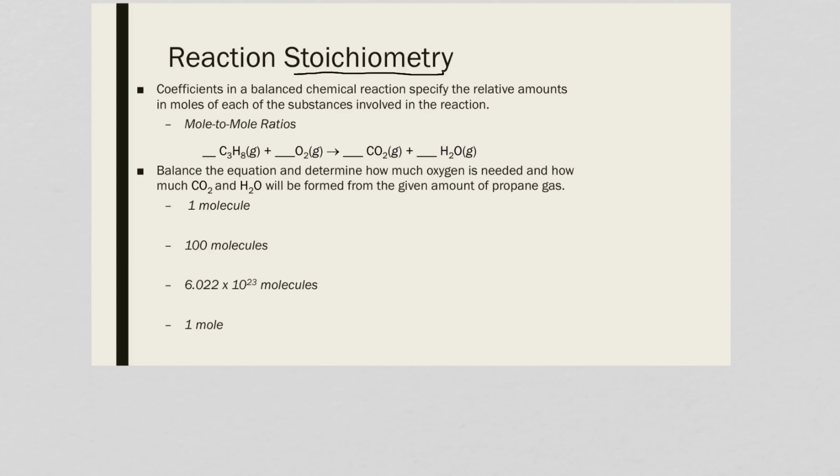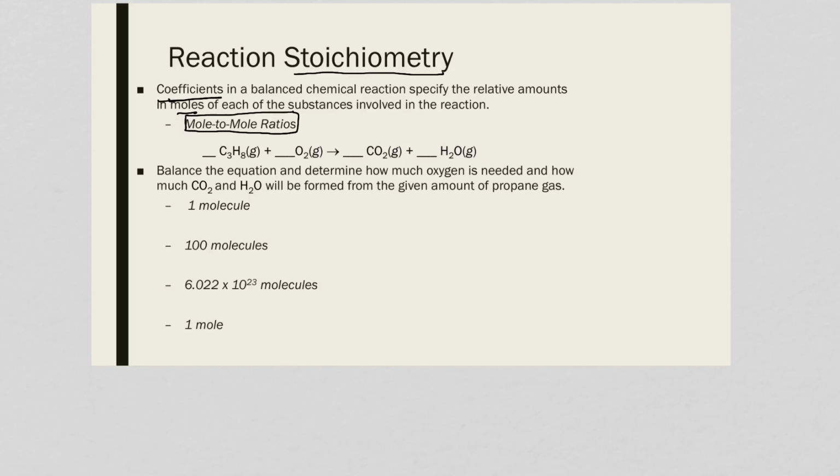So, one of the big things we learned last time was this idea that the coefficients in our balanced equations specify the relative amounts of moles or molecules of each substance involved in a reaction. So when this is moles, we call these mole-to-mole ratios. So these coefficients will provide us with these so-called mole-to-mole ratios. Now, of course, these ratios can also be applied to molecules as well, right? It's going to be the same ratios, just different units.